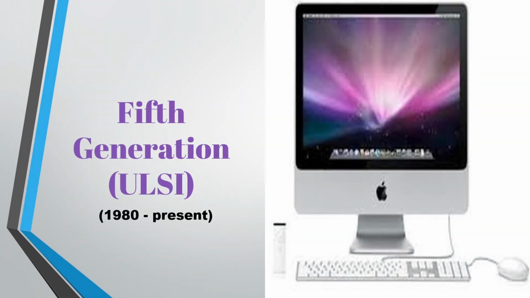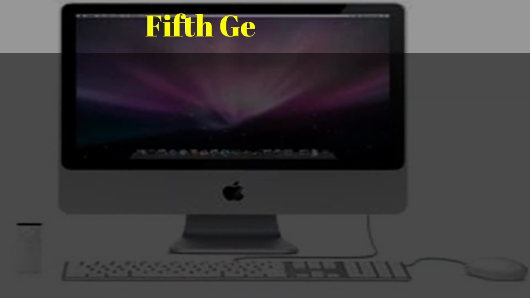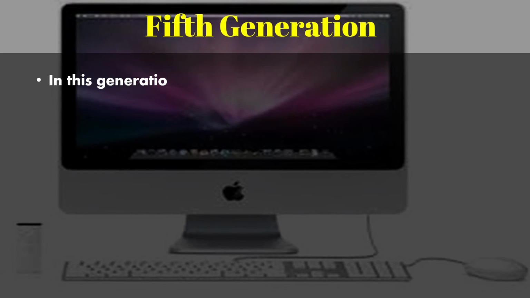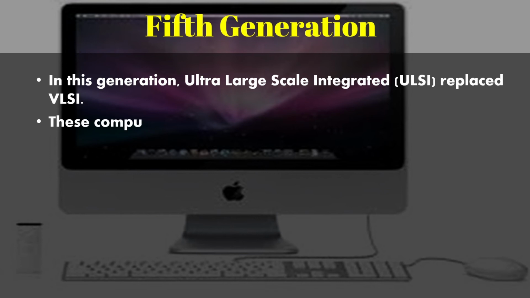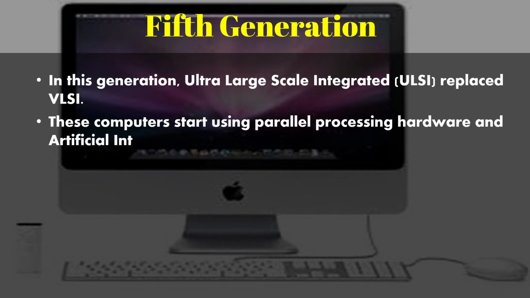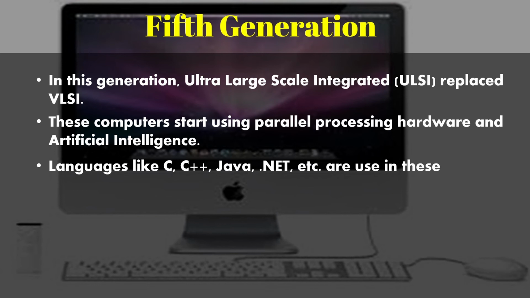Now let's see the fifth generation computers, which is consist of ULSI, the ultra large scale integrated circuits, which is from 1980 till present date. In fifth generation, the computer use ultra large scale integrated circuits, which means they had more number of transistors as compared to very large scale integrated circuits. These computers start using parallel processing hardware and artificial intelligence. The languages like C, C++, Java, .NET are used in these generation computers.